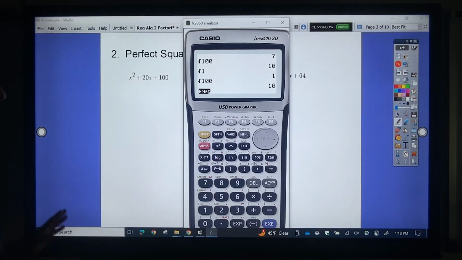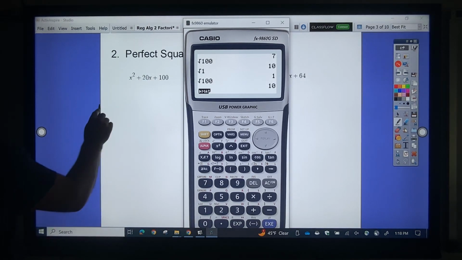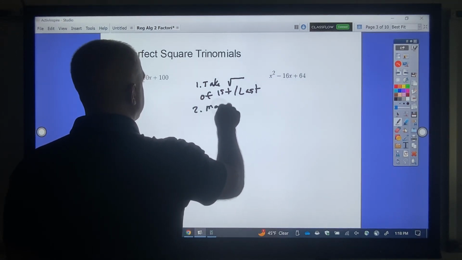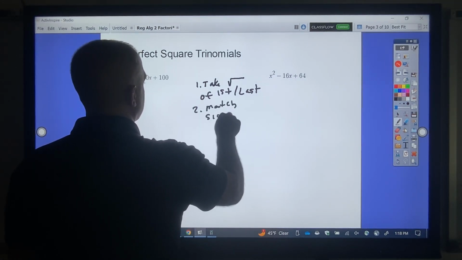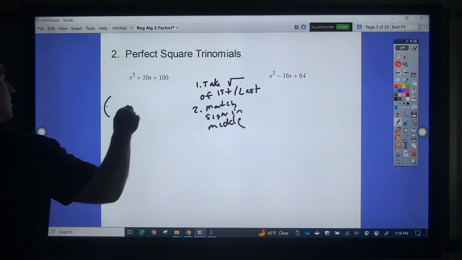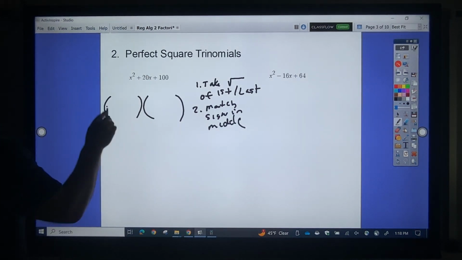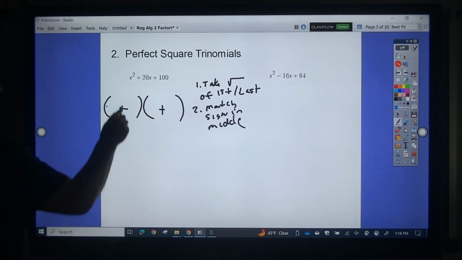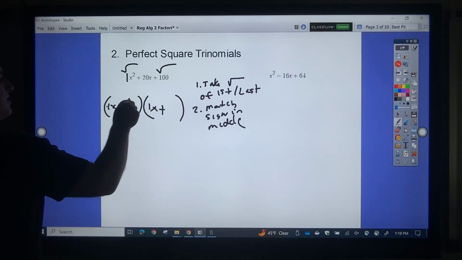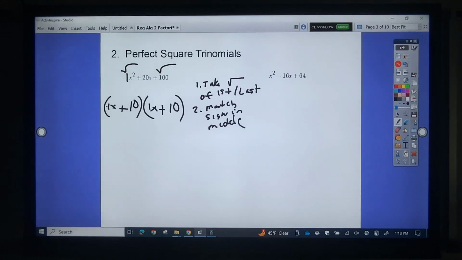Okay, now, here's what I have to check. Here's the second thing. All right? You want to match the sign in the middle. Okay? Now, here's the concept. If that middle sign's a plus, this is going to be a plus. Square root of that was 1x. Square root of that was 10. Now, here's what you have to do.